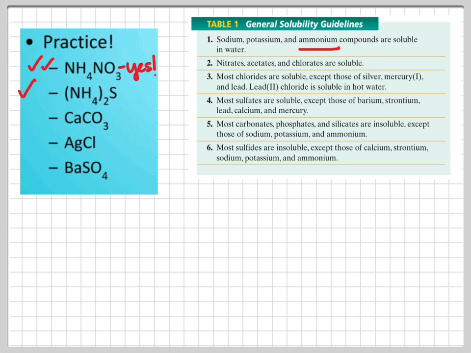Nitrates, acetates, and chlorates are soluble. Well, this is none of those. Most chlorides are soluble except for blah, blah, blah. This isn't a chloride. Most sulfates are soluble except those. Well, this isn't a sulfate. Most carbonates, phosphates, and silicates are insoluble except, well, this is not a carbonate, phosphate, or silicate.